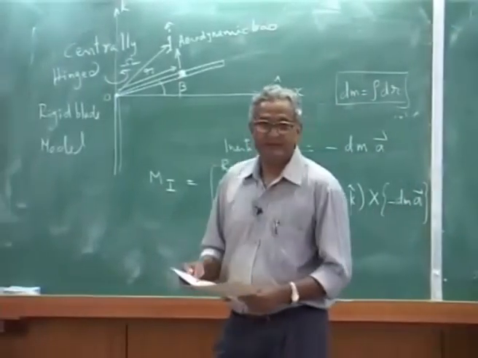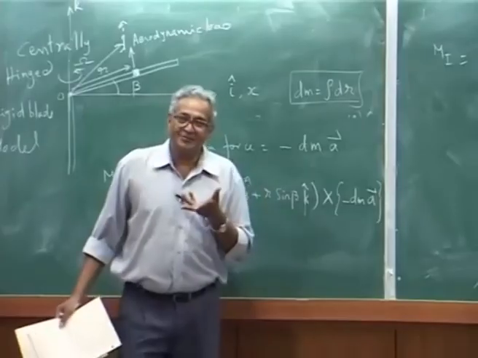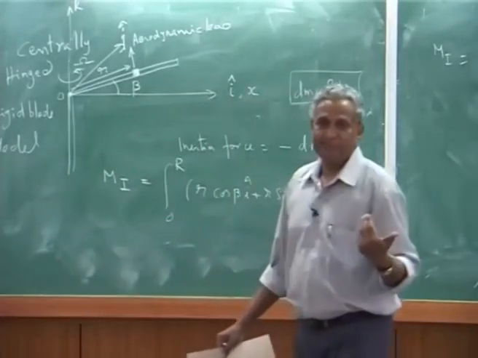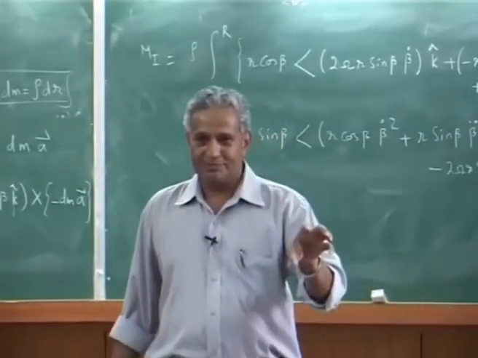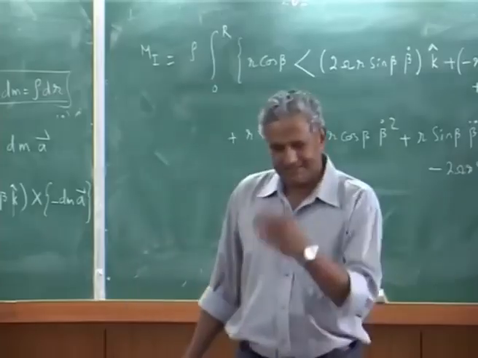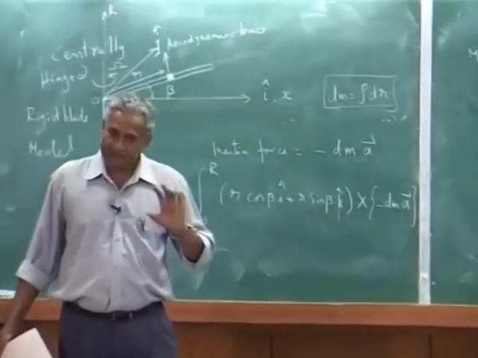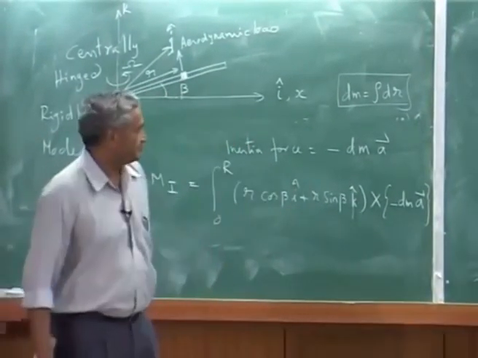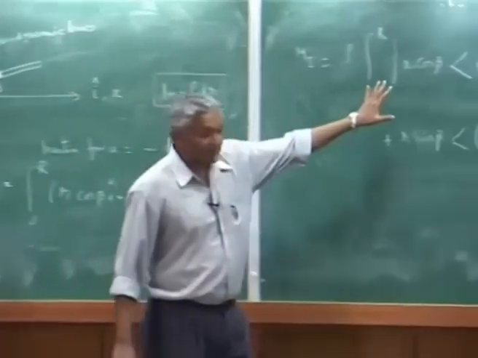So why is it minus dm a? Because F equals ma, and I am taking the ma to the left side. So external force plus inertia force is 0. That is why I take external moment plus inertia moment is 0. Now this is my full expression.